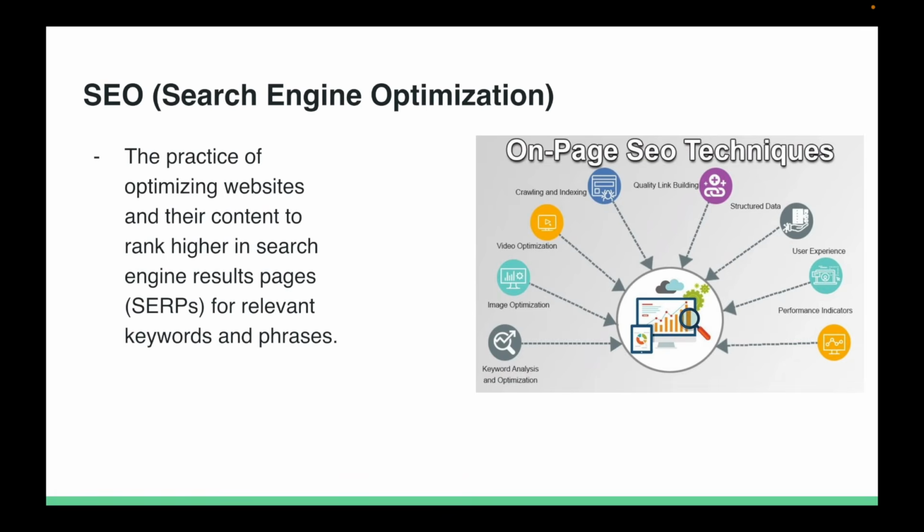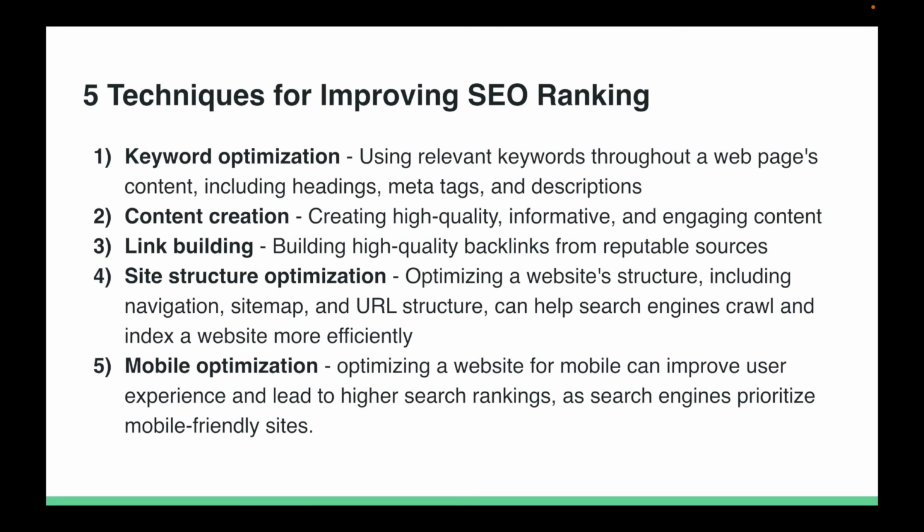Now let's move on to SEO, to search engine optimization. Basically this is the practice of optimizing websites and their content to rank higher in search engine results pages. So this is obviously super important, particularly for businesses, because the higher they are ranked, the more likely they are to catch someone's eye and to get business, or to at least get their brand out there. Now, there are 5 common techniques we use for improving the ranking of websites in a search engine or a search engine result page.